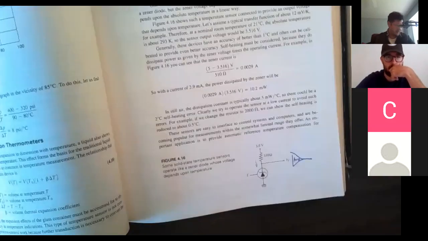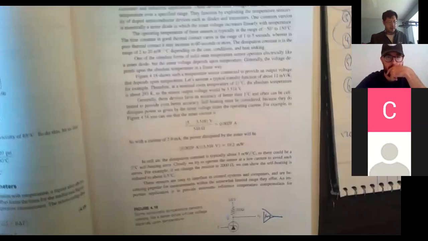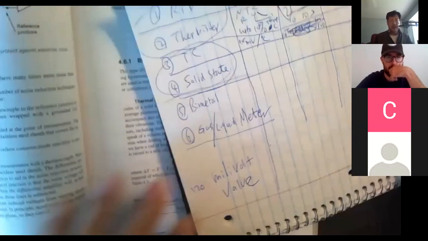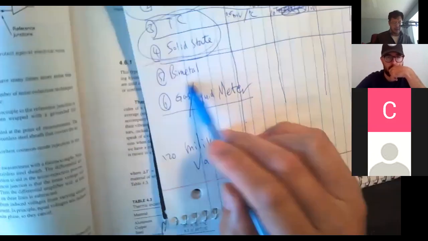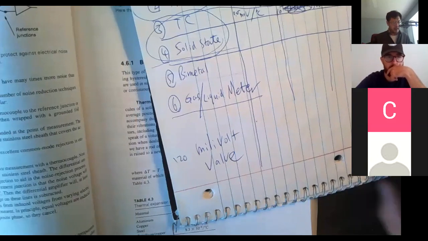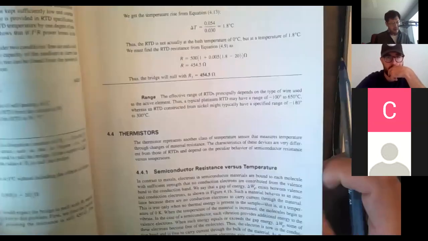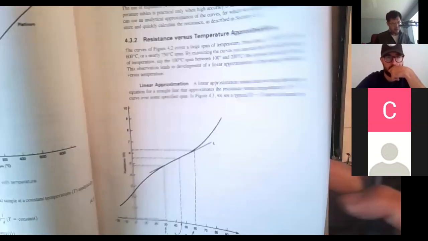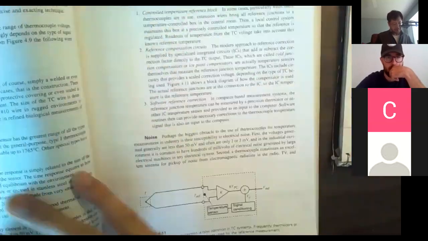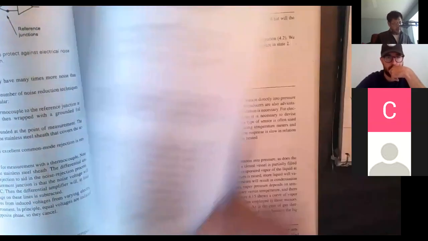We will do 2 solid-state sensors on Wednesday, so that's our plan. Besides those 4 most popular, there are also some older types. The first type is the bimetal. So the bimetal is this type of sensor.